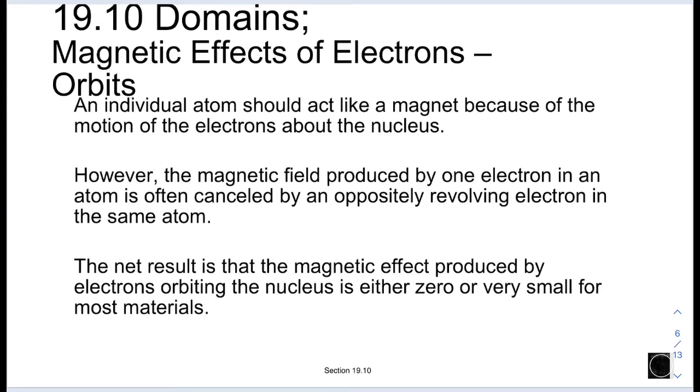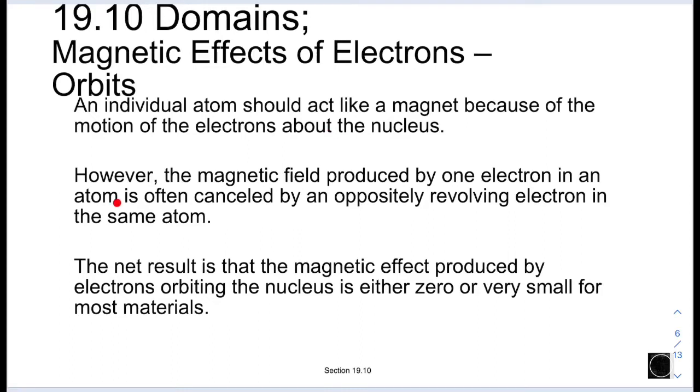Now 19.10, domains. Magnetic effect of electrons, talking about the orbits. An individual atom should act like a magnet because of the motion of the electron about the nucleus. Every single thing in this world consists of a very basic unit, which is an atom. Within an atom, we have a nucleus and electrons orbiting the nucleus. The motion of the electron orbiting the nucleus is going to give a magnet effect, and the material becomes magnetic.